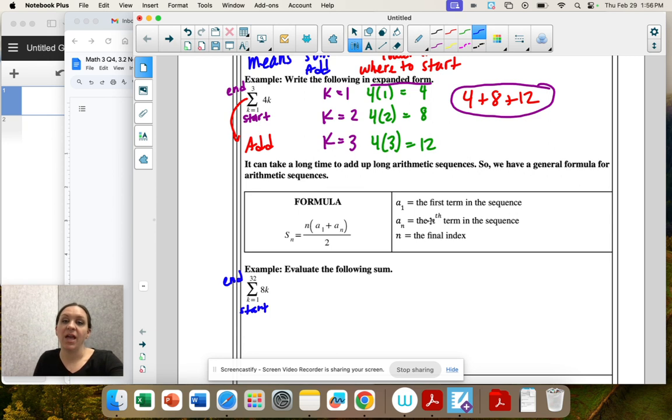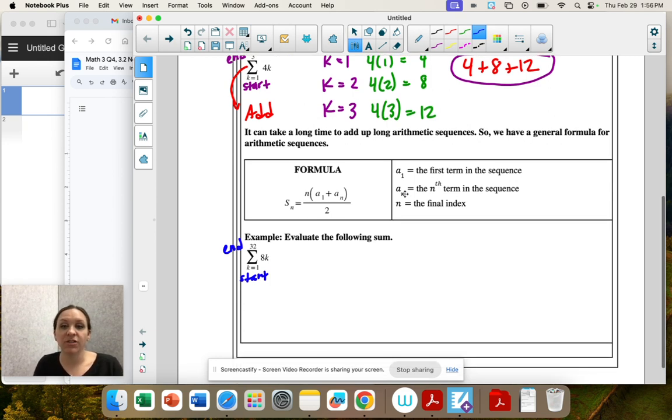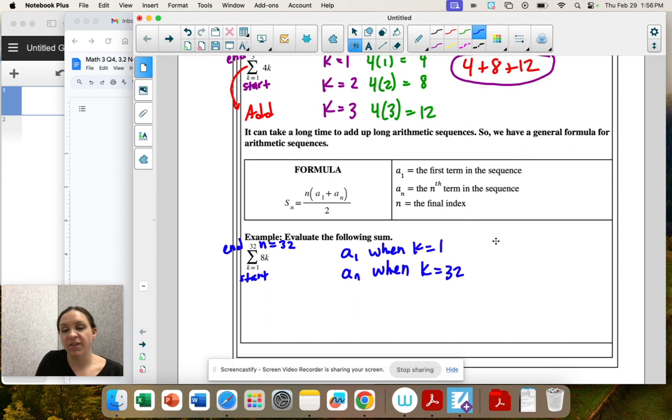This is the formula. So a sub 1 is the first term, and that is when k equals 1. And then a sub n is the nth term, and that is up here. Remember, n equals 32. So that's when k is 32. And we're trying to find the sum of the 32 terms. N is 32. So right here, n is 32. So we have to go calculate the first term and the 32nd term, and then we're going to divide that all by 2. So let's do that.